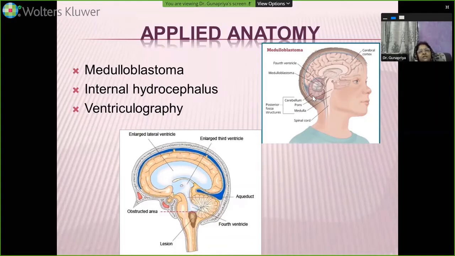It's very sad to see the child losing all the cerebellar functions. All the cerebellar functions will be slowly deteriorating one by one. And that is not an uncommon tumor. It is not a very rare condition. You do find it commonly in children, that is medulloblastoma.